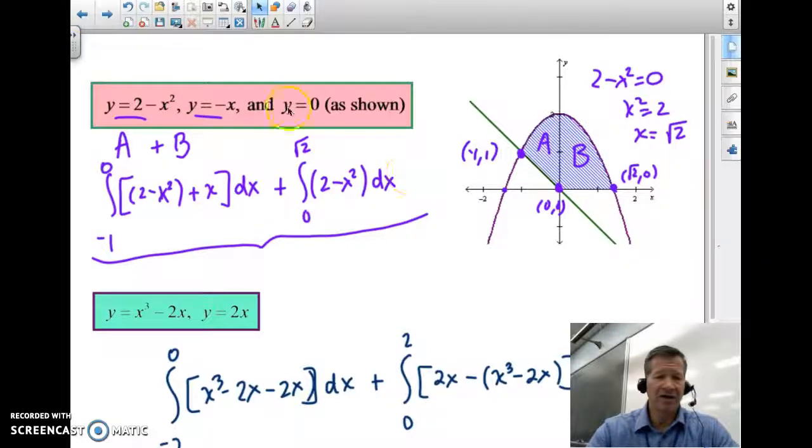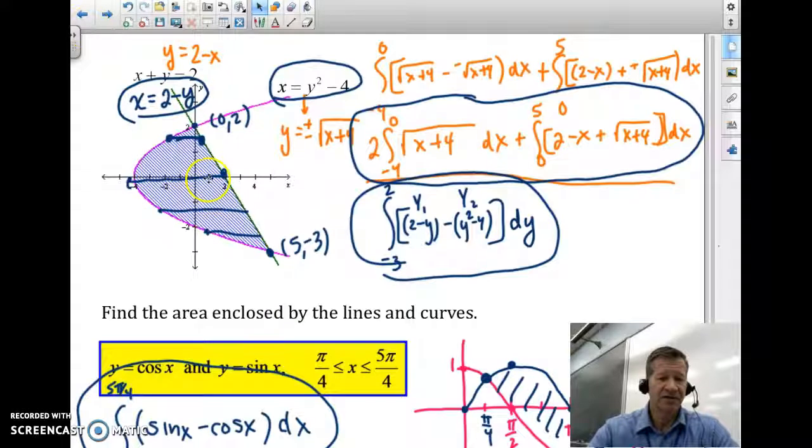There'll be some examples. Look out especially for problems like this one where sometimes the top and bottom aren't all that convenient. You'll want to go right minus left and integrate with respect to y instead.